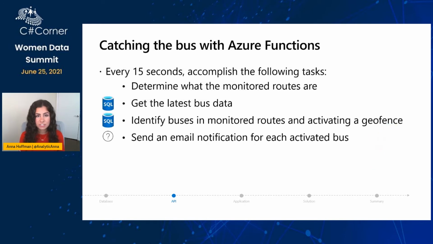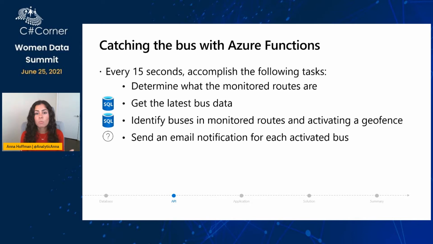So this Azure function, what do we need to do? I'm trying to understand the requirements a little bit further. So let's say every 15 seconds, I want it to do the following things. Determine what the monitored routes are. Because again, we don't want to monitor all the routes, just the routes that we care about or our users care about. Then we want to get the latest bus data, and we want to store it in Azure SQL Database. And then maybe with Azure SQL Database, with those stored procedures, we want to trigger some of those stored procedures to identify if any of those new buses or routes are activating a geofence.